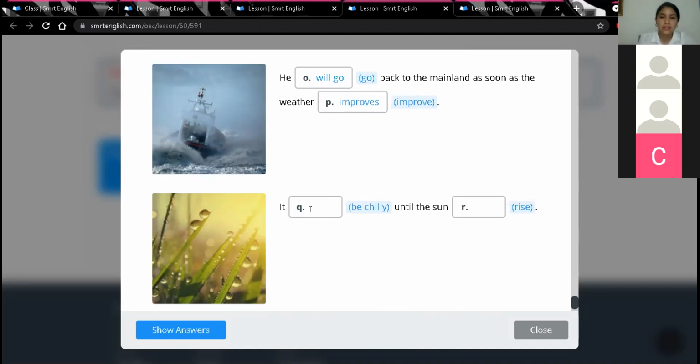It will be chilly until the sun rises. What does it mean, this one? Will be chilly. Do you know? Like a little cool, like that. Very good.